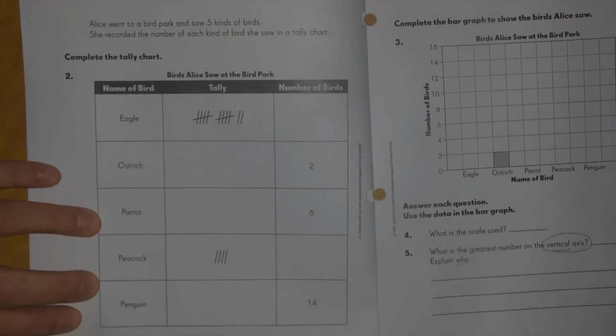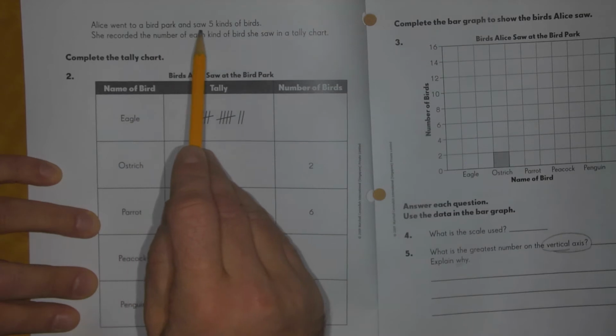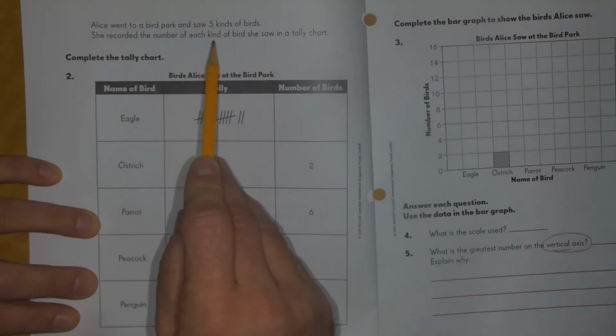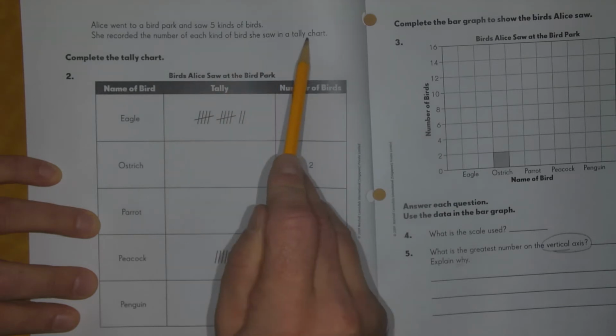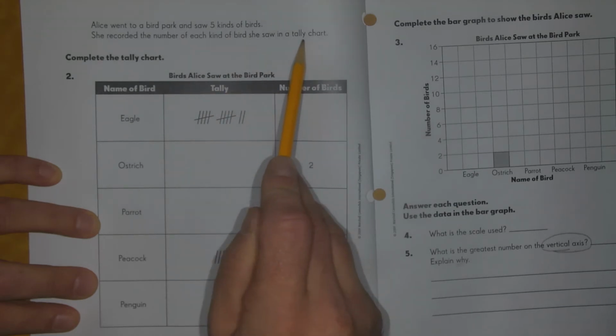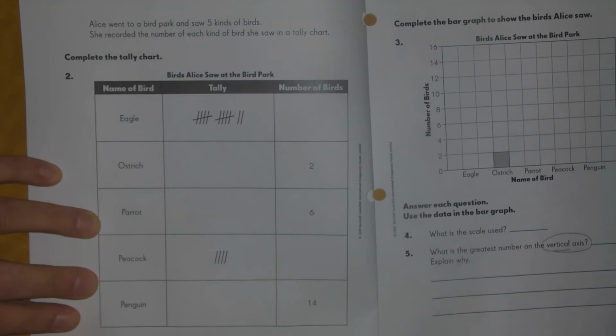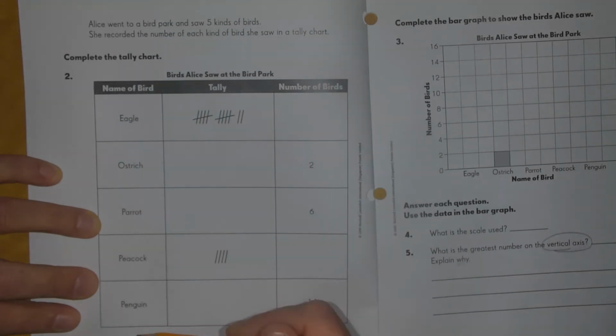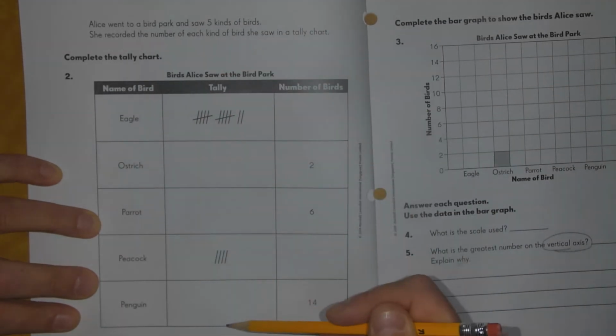On this page, we're not using a pictograph to collect our information. We're just using tallies, and that's perfectly acceptable too. It said Alice went to a bird park and saw 5 kinds of birds. She recorded the number of each kind of bird she saw in a tally chart. Complete the tally chart. So they have pieces of information here: names of the birds, the tallies that she made, and the number of birds.